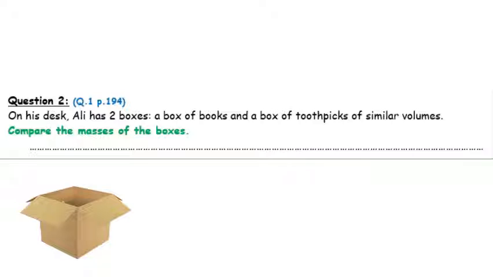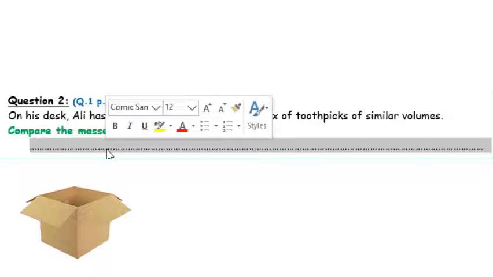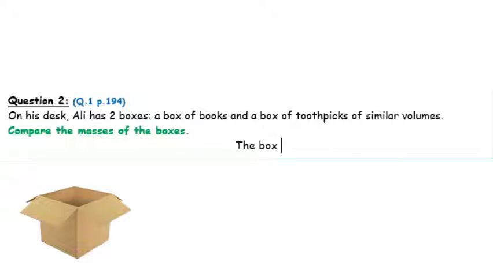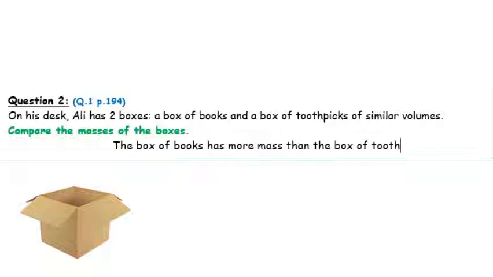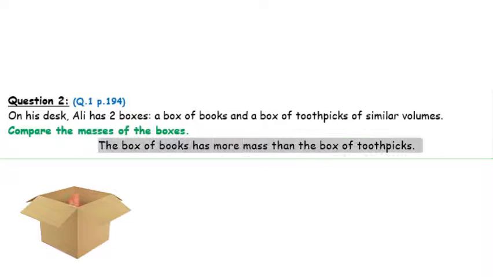Good job. It's the box of books. The box of books is heavier. So we will say the box of books has more mass than the box of toothpicks. Okay, so this is the right answer. The box of books has more mass than the box of toothpicks. The box of books is heavier.